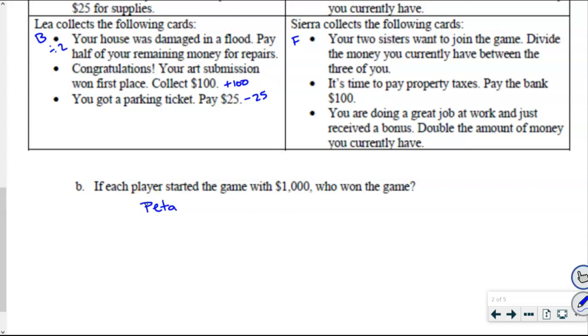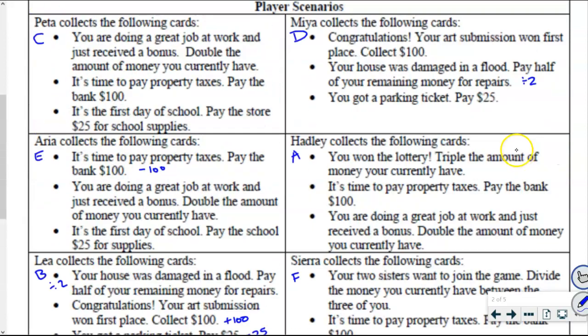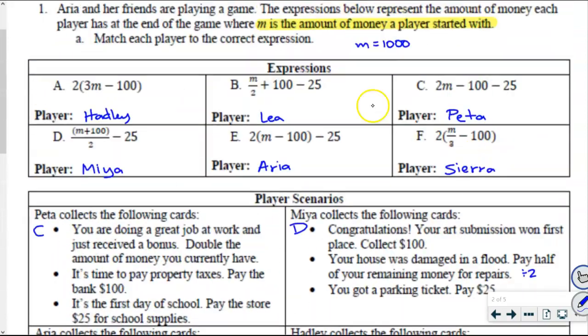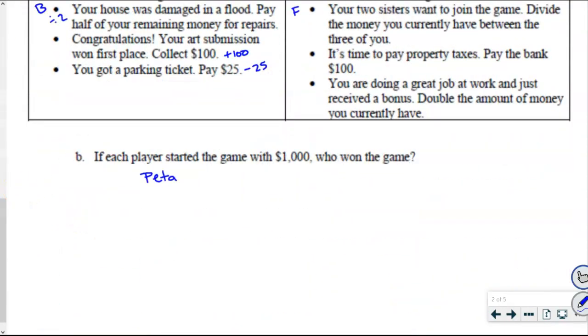Oh, good call. Yeah, that's a good call. Maybe one of Sierra's sisters. Oh, thank you. Oh, yeah, because player A is not this person. Player A is Hadley. Hadley with $5,800.